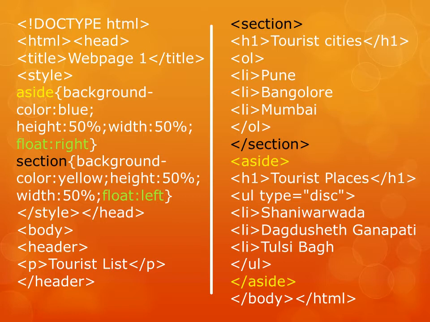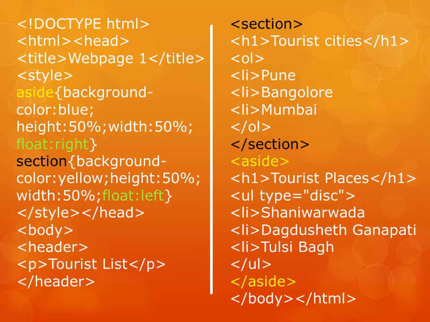Then aside close, section over, then style tag close, head tag close. So here we are applying these styles within head, which is part of internal CSS. Then body tag open, then write down the header. Then first is the P tag, that is the paragraph, in which we are using the heading, that is tourist list. Then next is the tourist cities.